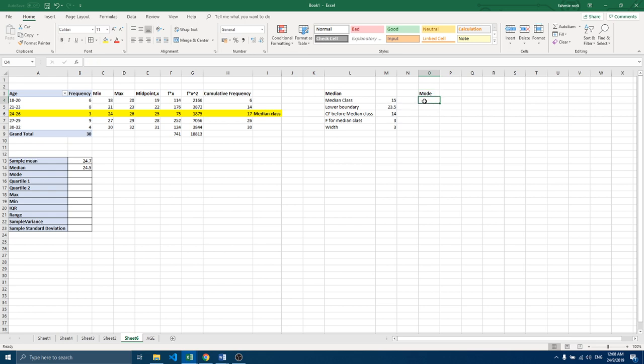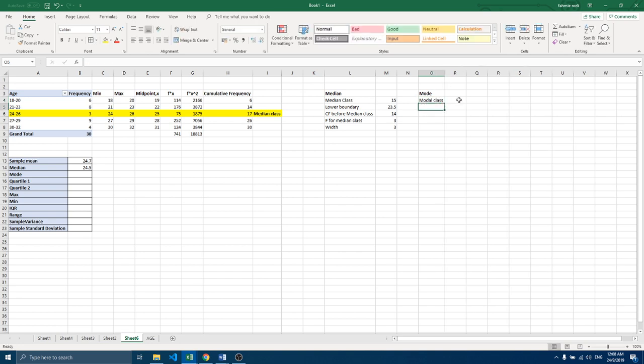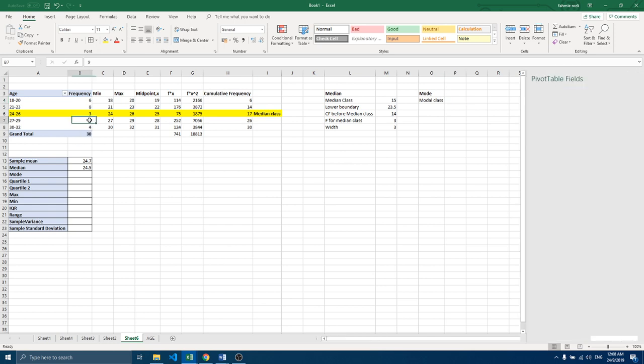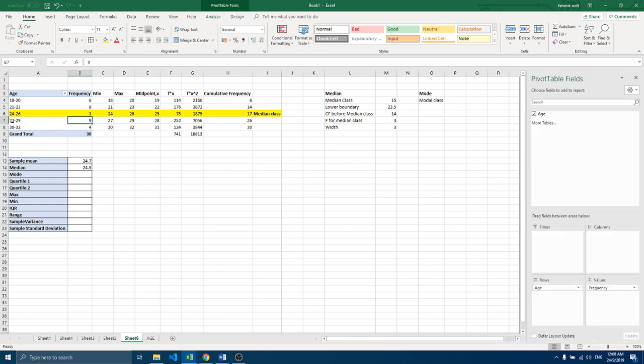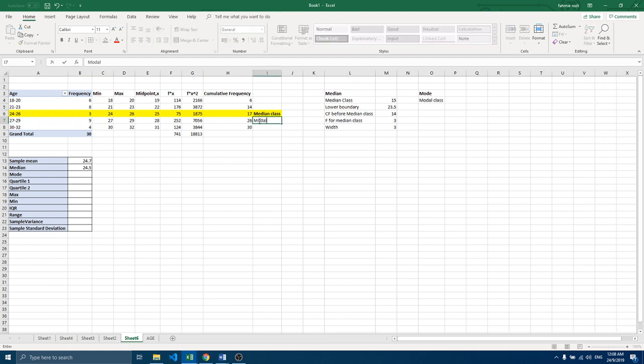Okay. So for mode, you have to identify what is your model class first. So your model class is equal to the highest frequency. Based on this data, your highest frequency is 9. So 9 is 27 years old until 29. So this one is considered your mode class or model class.